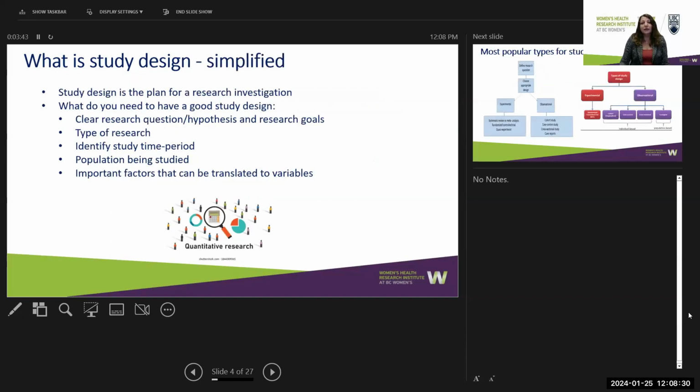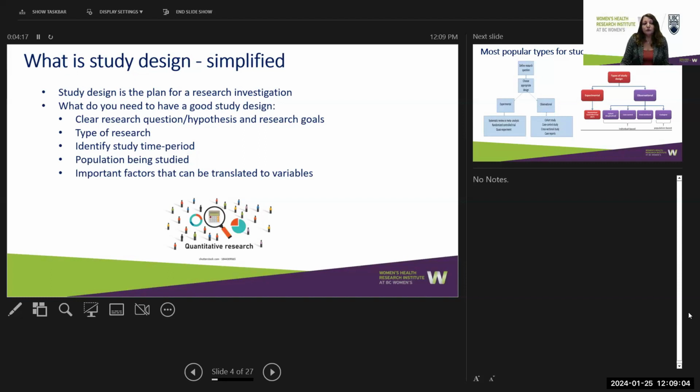We can slightly simplify it and say study design is basically our plan for research investigation. We need to have a clear research question or set up hypotheses clearly, one or multiple. We need to decide what type of research we're doing. We need to identify the time frame, the time period in which we're going to collect our data. We need to understand our target population, because if you're doing analysis on cervical cancer, we will have some restriction of the population we're going to recruit.